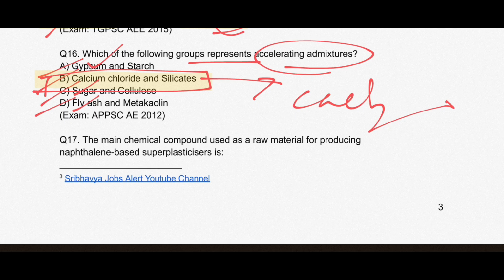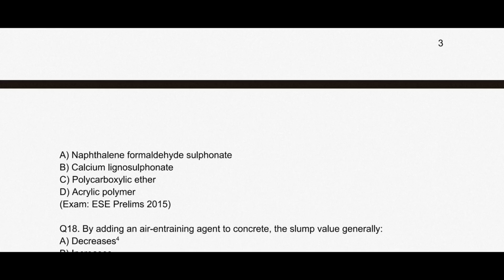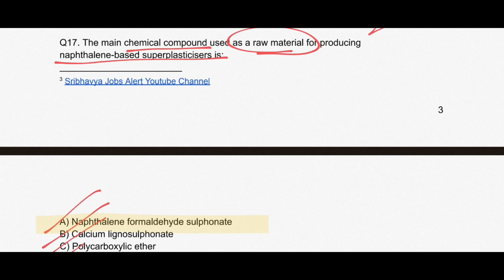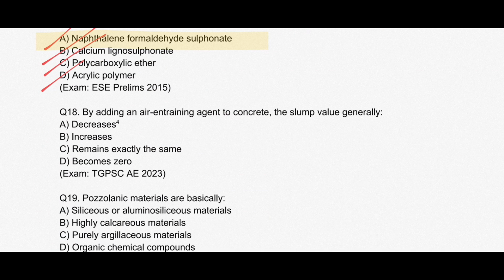17th question. The main chemical compound used as a raw material for producing naphthalene based superplasticizers is option A naphthalene formaldehyde sulfonate, option B calcium lignosulfonate, option C polycarboxylic ether, option D acrylic polymer. So the answer is naphthalene formaldehyde sulfonate is the raw material that is used for producing naphthalene based superplasticizers.